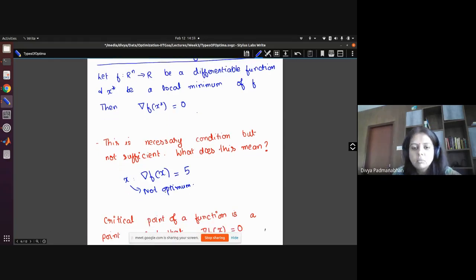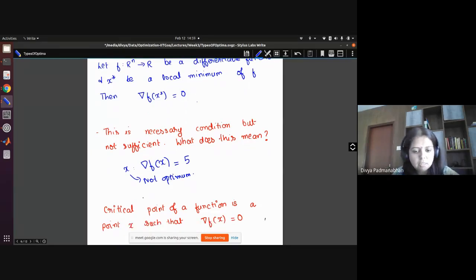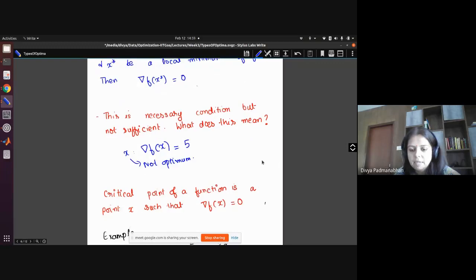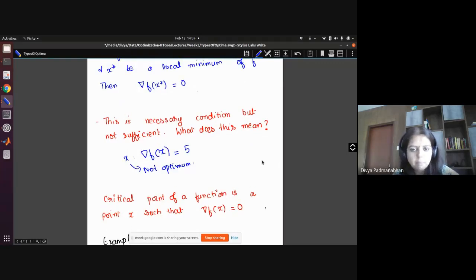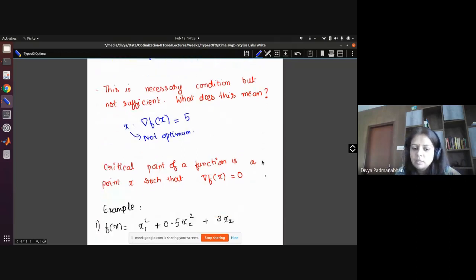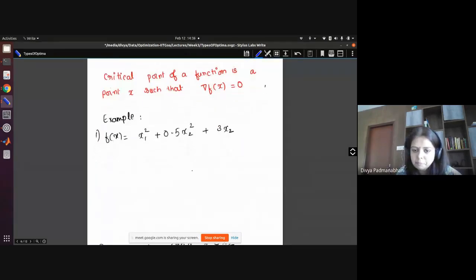Now, since it's not a sufficient condition, we have this notion of critical points. Any critical point is a point such that its gradient is 0. So one possible way to find the local minimum is to find all the critical points, and these will serve as candidates. You try to find the points for which the gradient is 0, and then you have to do something more. But it helps you eliminate a lot of points which wouldn't be local minima. So let's take an example here.